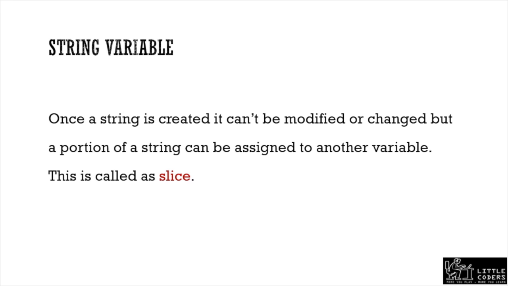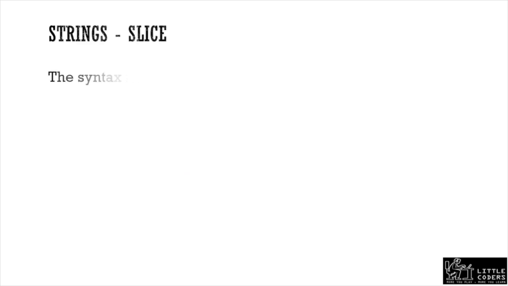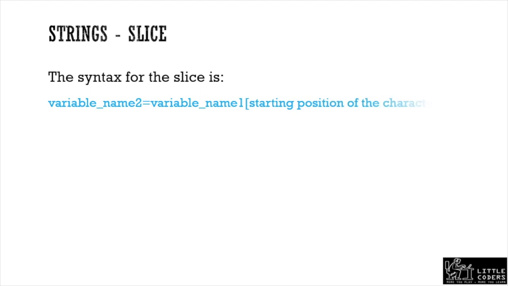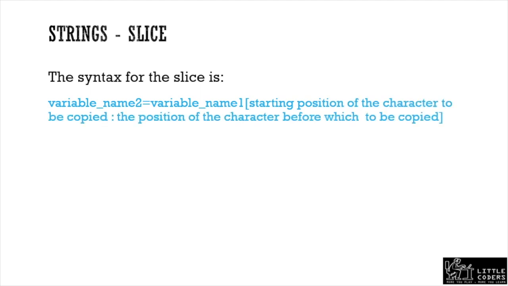If you get only a portion of the string, then that is called a slice. That is, you are going to get a certain number of characters alone, and it is going to be stored as the next variable name. Now, what is a slice? Only a certain number of characters alone is going to be taken from this string, and it is going to be stored as another variable name.